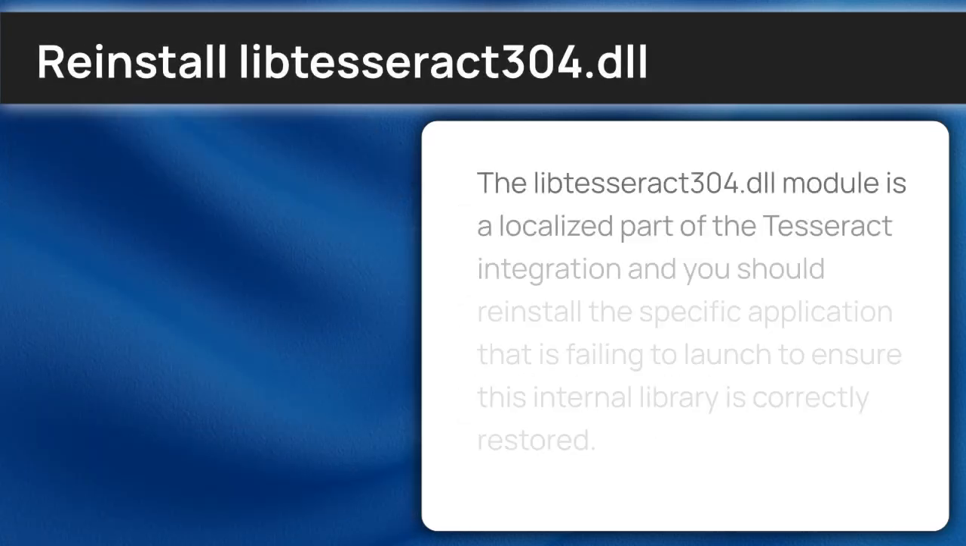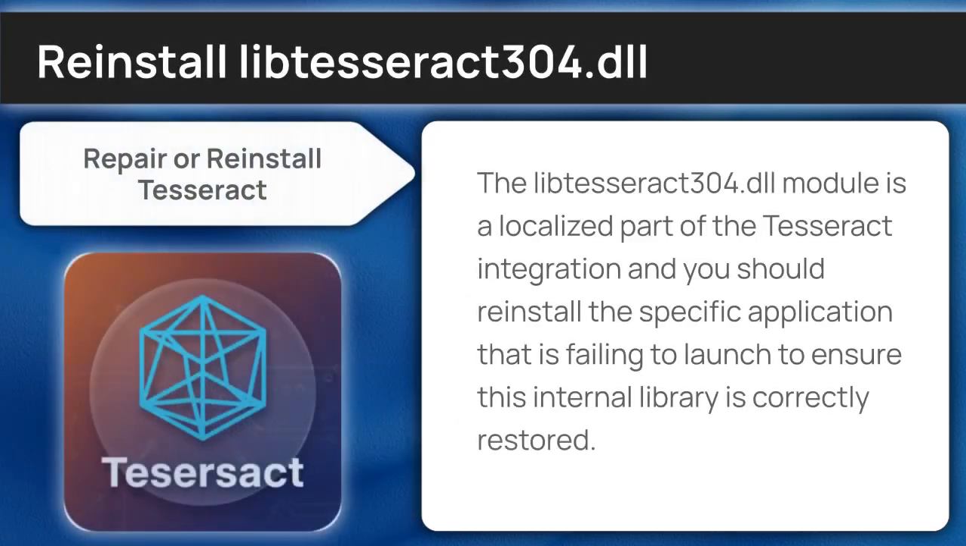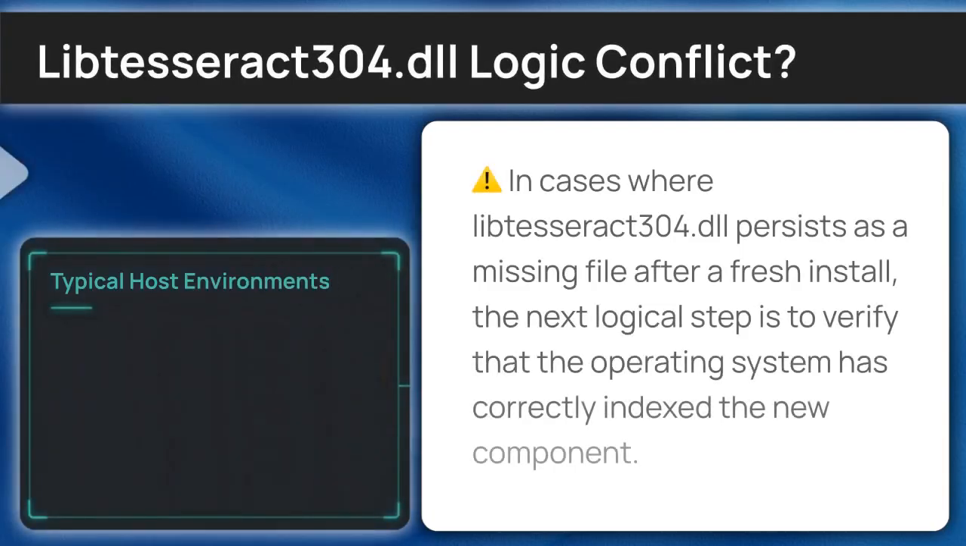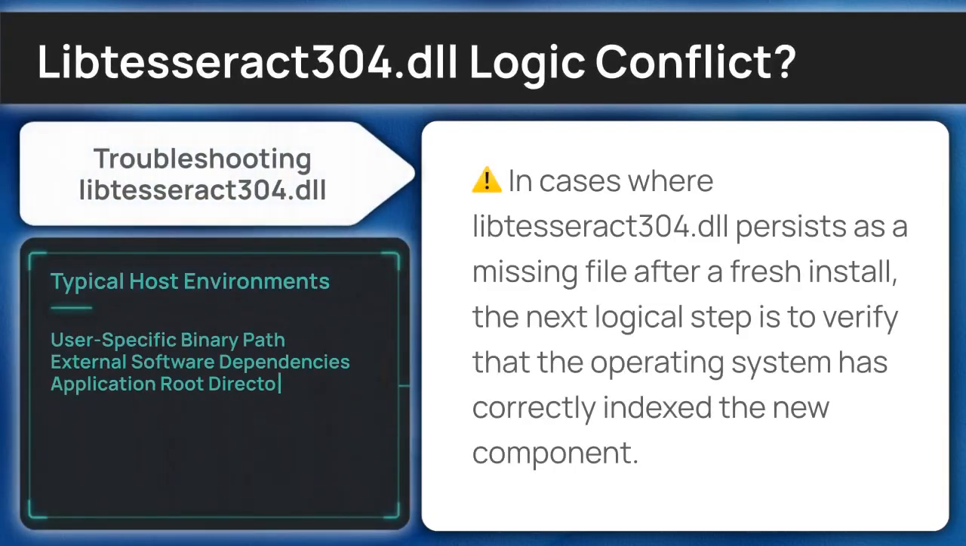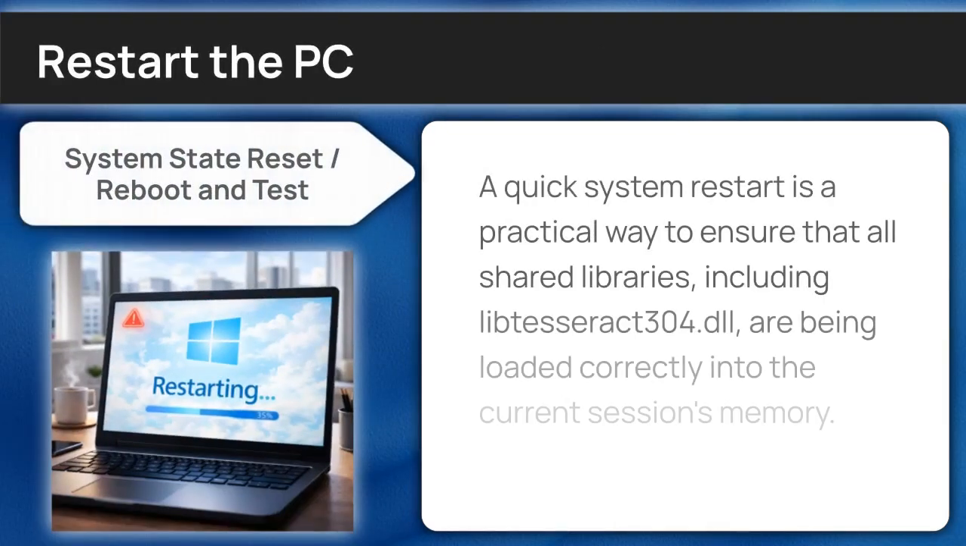The libtesseract304 DLL module is a localized part of the Tesseract integration, and you should reinstall the specific application that is failing to launch to ensure this internal library is correctly restored. If the installer was unable to bridge the gap, we will move to phase 2 of our diagnostic to refresh the system's memory. If your system has been running for an extended period, a reboot might be necessary to resync your background processes and clear any temporary locks on the libtesseract304 file.